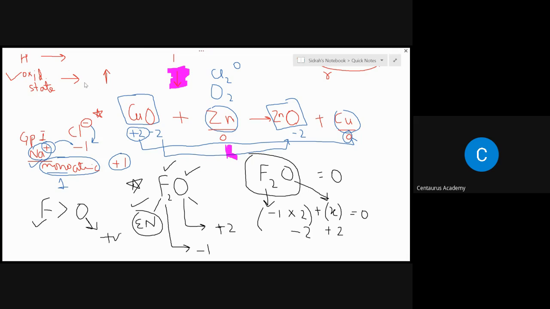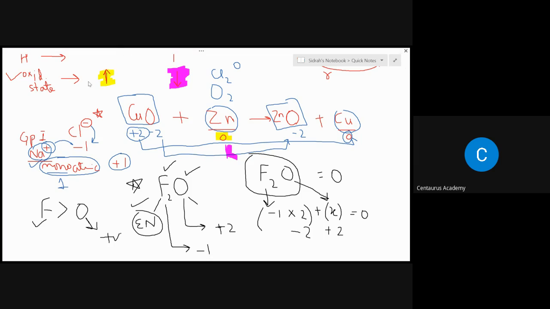The next one is zinc. Zinc was 0 at first, but in zinc oxide, what is the oxidation state of zinc? Yes, Ayan, +2. So do you identify whether there is an increase or decrease of oxidation state? Increase, from 0 to +2. Whenever we have an increase of oxidation state, we say that it is oxidation.